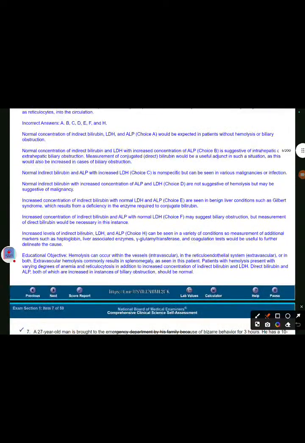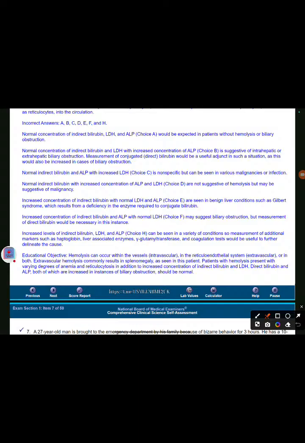Increased concentration of indirect bilirubin with normal LDH and ALP is seen in benign liver conditions such as Gilbert syndrome. If indirect bilirubin is just increased, and LDH and ALP are normal, it is Gilbert syndrome. There is no hemolysis, no obstruction. This is from a deficiency in the enzyme required to conjugate bilirubin. Increased concentration of indirect bilirubin and ALP with normal LDH, biliary obstruction would be necessary.